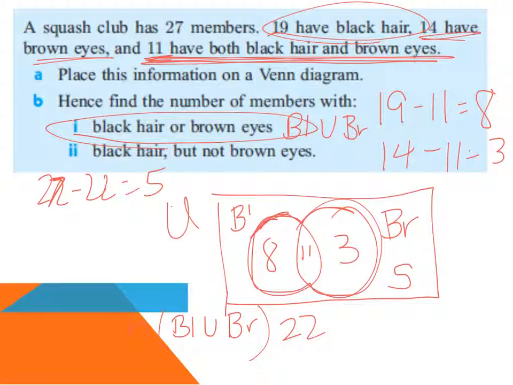And then we have part 2 says black hair but not brown eyes. So here's our black hair. We don't want brown eyes, so we're going to cross off those 11, and we end up with 8 in the black hair but not brown eyes section.